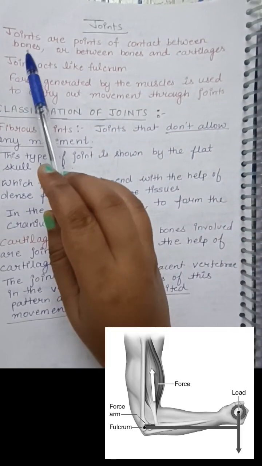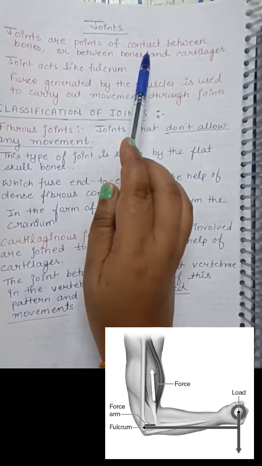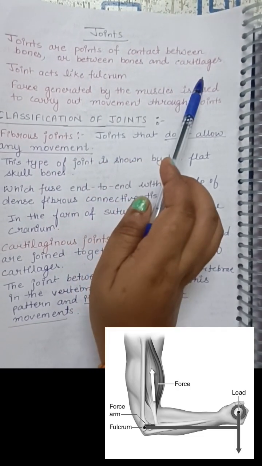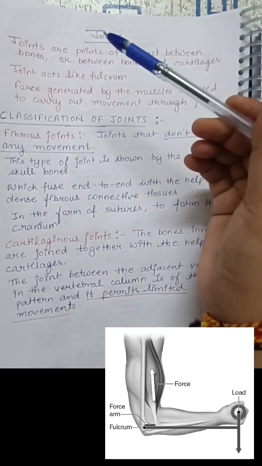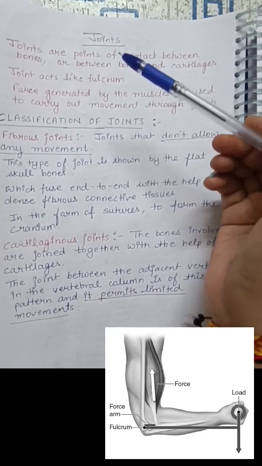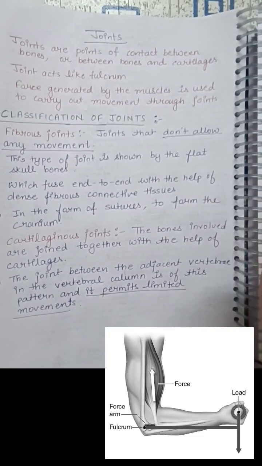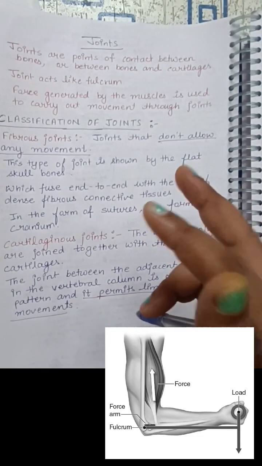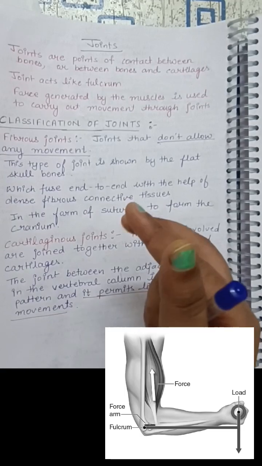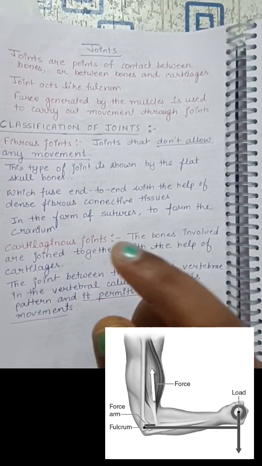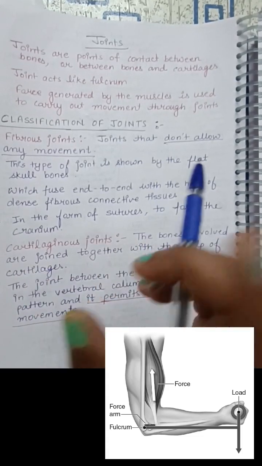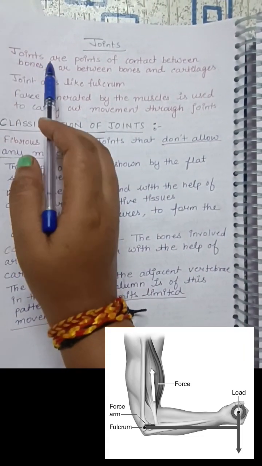What are joints? Joints are points of contact between bones or between bones and cartilage. A joint is a contact between two bones or between bones and cartilage. As you can see in your knees, two bones are there, so the point of contact between the two bones is a joint. In your nose, bone and cartilage are there. The point of contact between that bone and cartilage is called a joint.